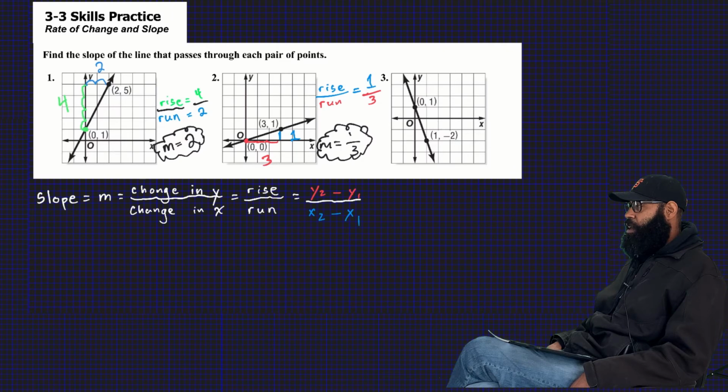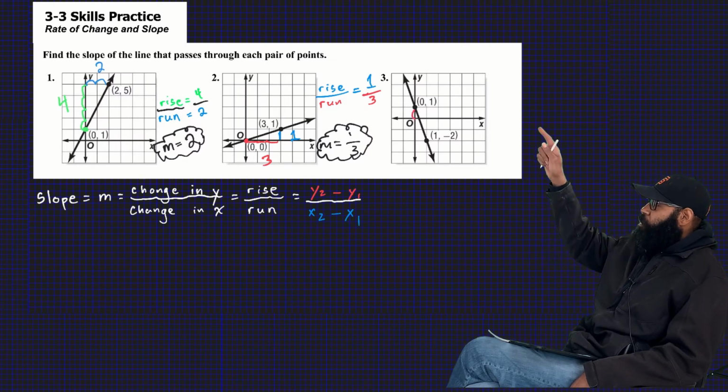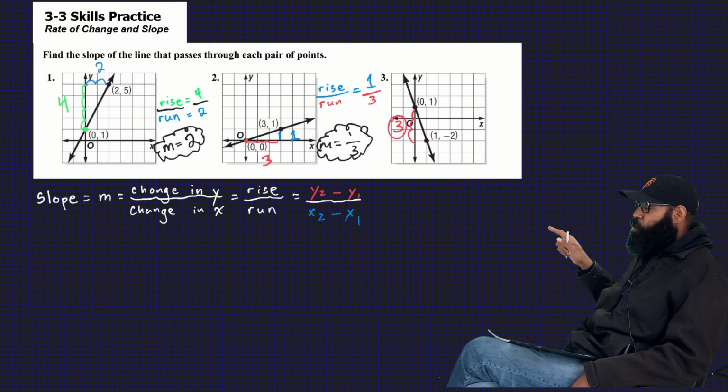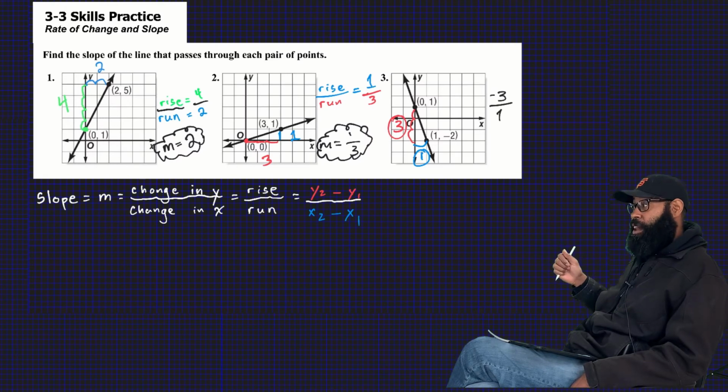Last one, guys. This is the first one where it looks like I'm going downhill. What do I mean by downhill? There's the top of the line, right up by the 3, number 3, and it goes down. So my slope is negative. That 3, since I went down, should be what? Negative. Now, if I don't write it as a negative, it's incorrect.